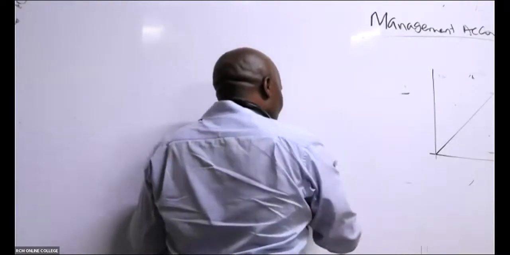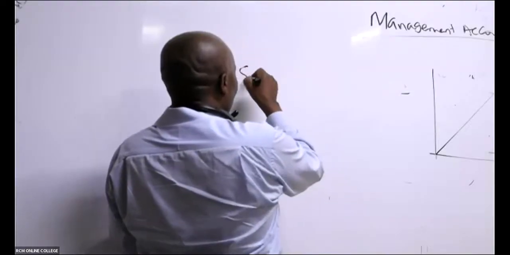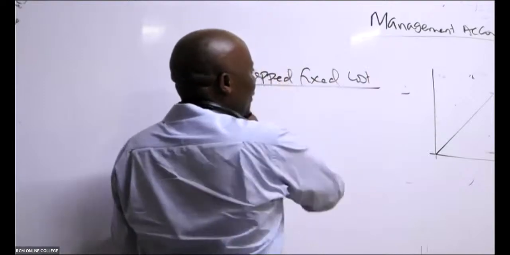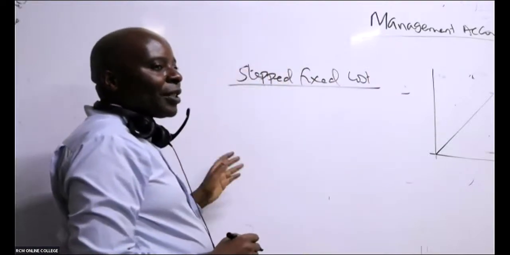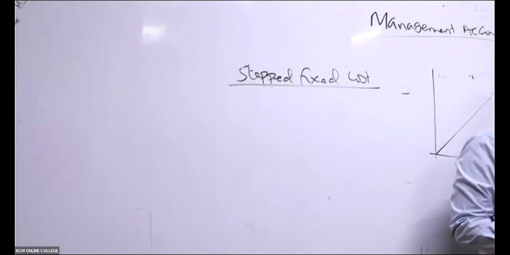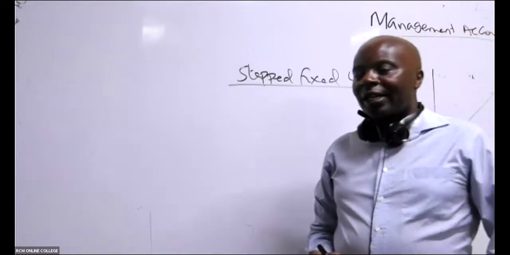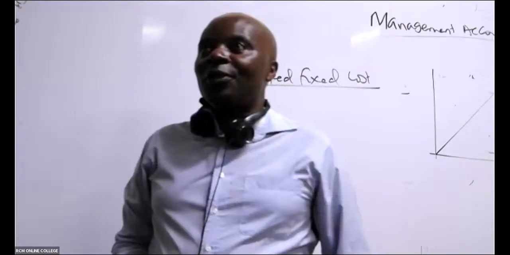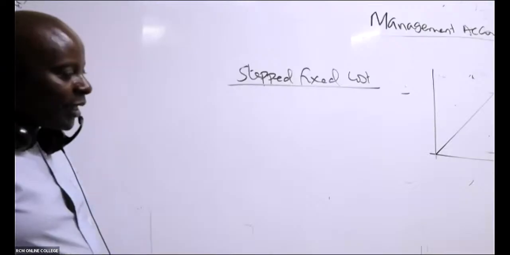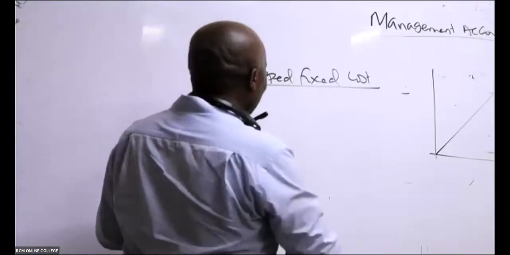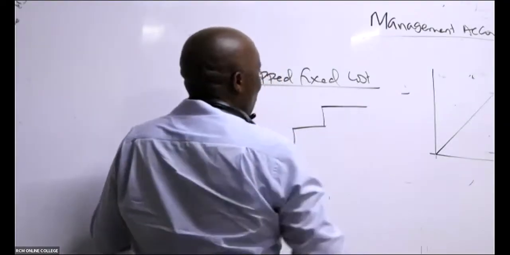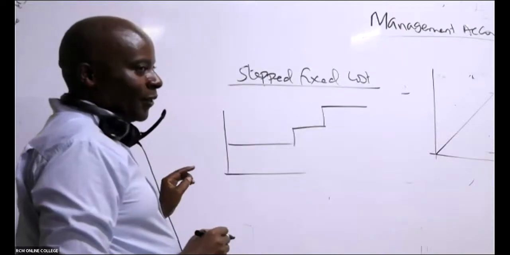And then, ladies and gentlemen, lastly, which wasn't captured here, you have to write it somewhere: the stepped fixed cost. The stepped fixed cost is like a staircase. In a staircase we have steps. You come and step like this, and step like that. So it is a stepped fixed cost.